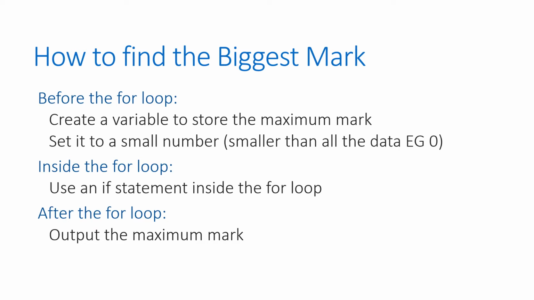So to find the biggest mark, before you start the for loop, you must create a variable to store the maximum mark and set it equal to a small number, smaller than all the data, for example 0 for our marks. Inside the for loop, you're going to use an if statement. And after the for loop, you're going to output the maximum mark.